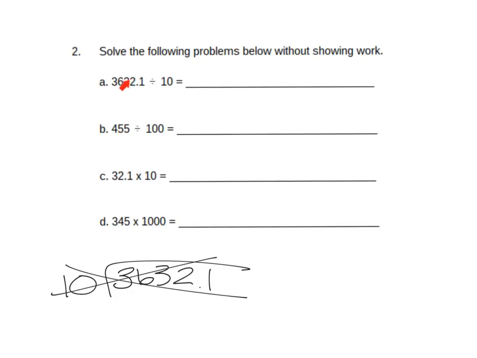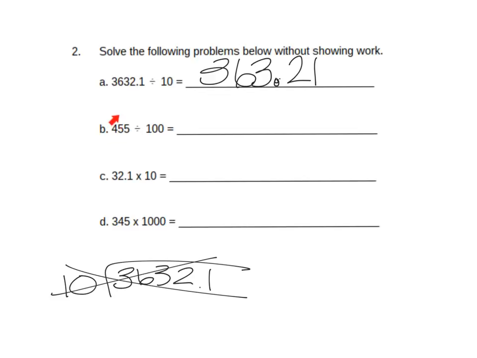So we're going to take our decimal and move it back 1 because we're dividing, and division is going to make a smaller number. So we're going to move our decimal back 1 place, and put the decimal between the 3 and the 2. So the answer is 363.21. So 363 and 21 hundredths. B, we're dividing by 100.